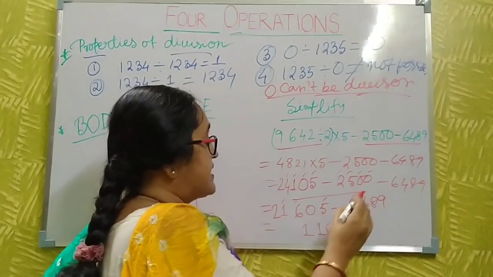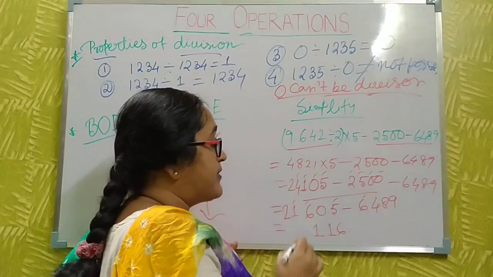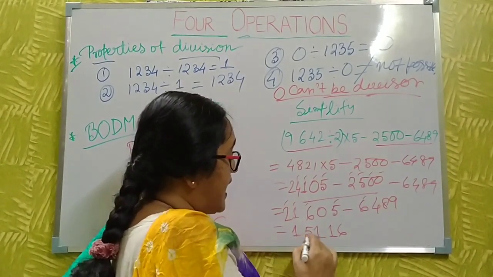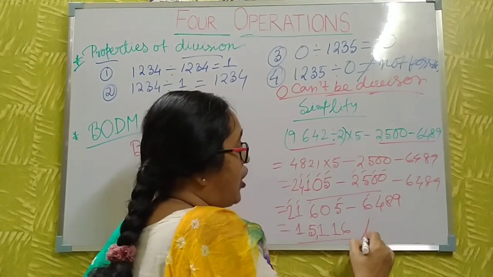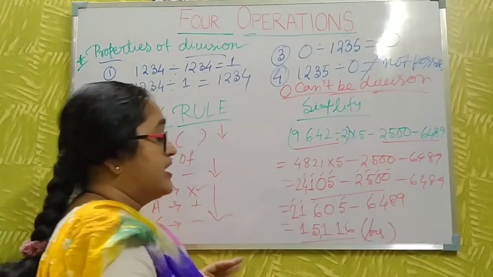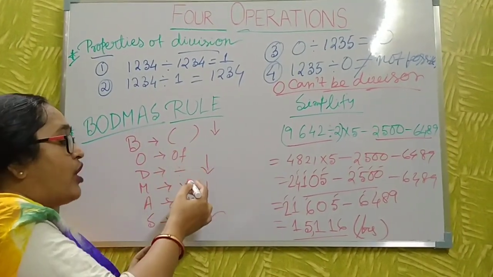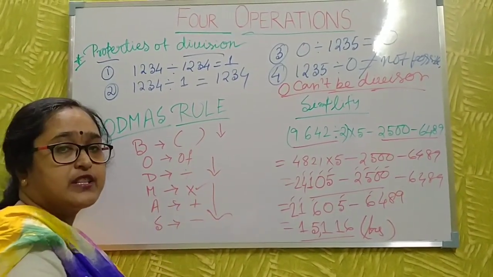Then 1 minus 6. 1 means 11. 11 minus 6 is 5 and 1 borrowed. Then 1. This is the answer of the simplification. You just do the simplification like this. First you do bracket, then of, then division, then multiplication, then addition, then subtraction.